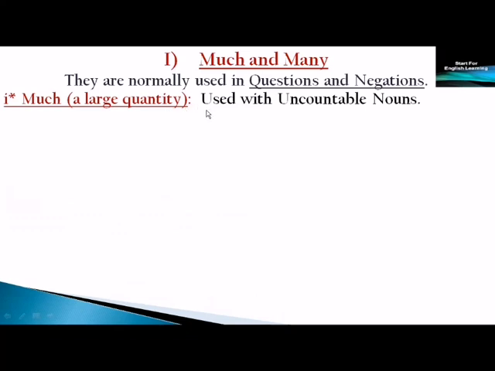We use it with uncountable nouns. Uncountable nouns are the nouns which we cannot count. We cannot say a cent, 1 cent, 2 cents. No. This word cent is an uncountable noun. So, number 1, much. We use much to talk about a large quantity of something. It is used with uncountable nouns.